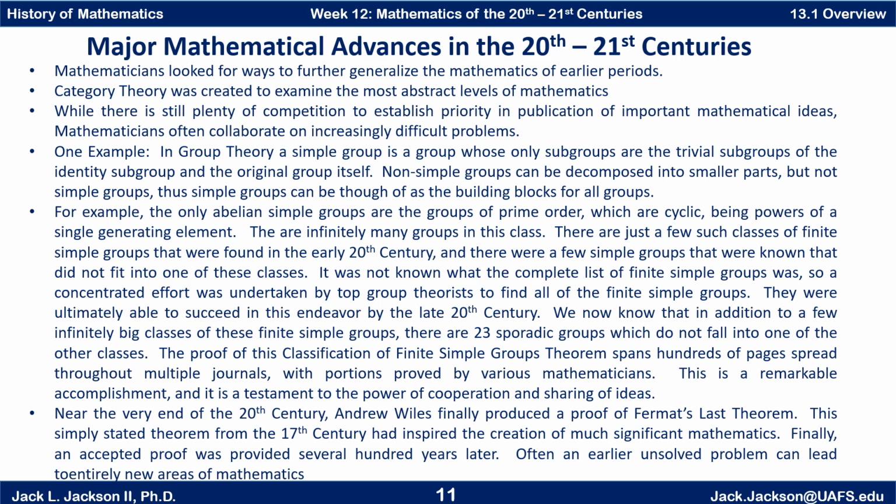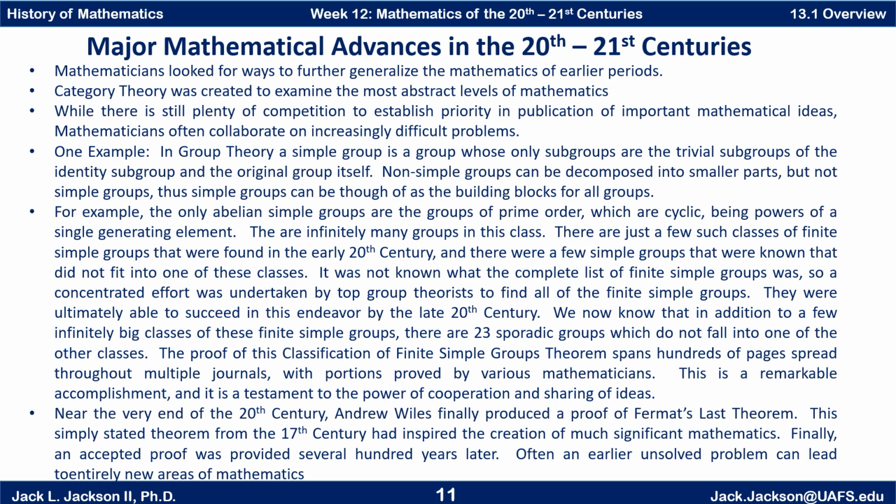Now, there are just a few such classes of finite simple groups, and they were found in the early 20th century. And there were a few simple groups that were known from even the previous century that did not fit into one of these classes. And at that point, it was not known what the complete list of finite simple groups was, say by the mid 20th century. So a concentrated effort was undertaken by top group theorists to find and classify all the finite simple groups. They were ultimately able to succeed in this endeavor by the late 20th century.